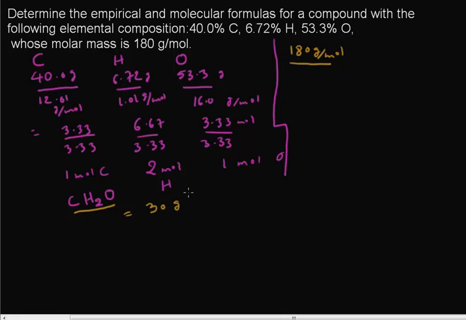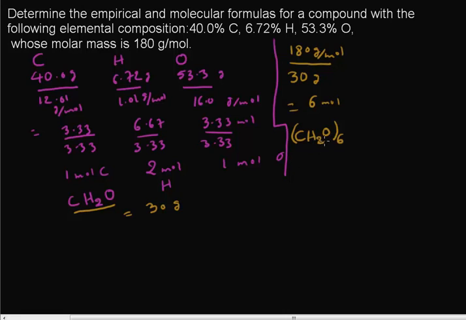I'm rounding off these values. You can actually use your data booklet and come up with the actual number. So 30 grams is the mass of that empirical formula unit, also known as empirical formula weight. If I divide the molar mass by the empirical formula weight of 30 grams, I get 6. So I multiply my empirical formula unit CH2O by this value 6.